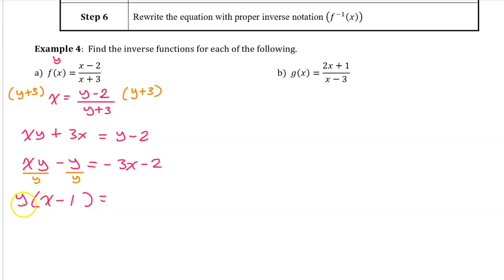Remember, when you factor out a common factor, to find out what's left on the inside of the parentheses, you divide by the common factor. xy divided by y leaves x. Bring down the minus. y divided by y is 1. Now we can get y by itself by dividing both sides of the equation by the x minus 1.